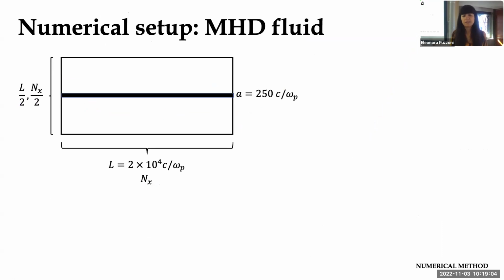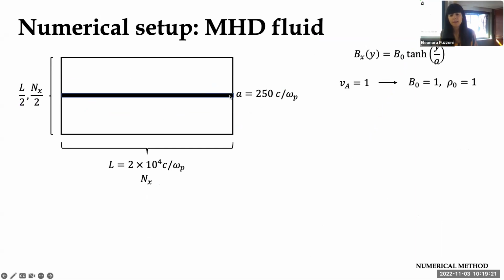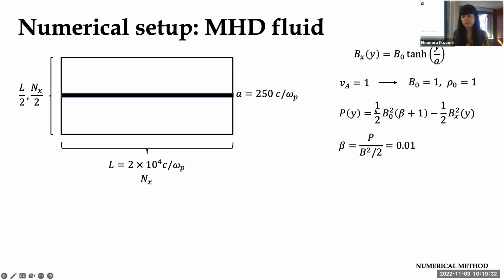So the initial configuration considers a bidimensional rectangular domain of size L and L/2 with a grid resolution NX and NX/2 respectively. The equilibrium magnetic field follows a Harris sheet profile in which a denotes the initial width of the current sheet. Our unit velocity is the Alfvén velocity, so the magnetic field strength and the initial density are equal to 1. And we have an initial pressure balance condition in which beta, that is the ratio between the thermal and the magnetic pressure, is equal to 0.01 in all our simulations. So we always consider a highly magnetized plasma.